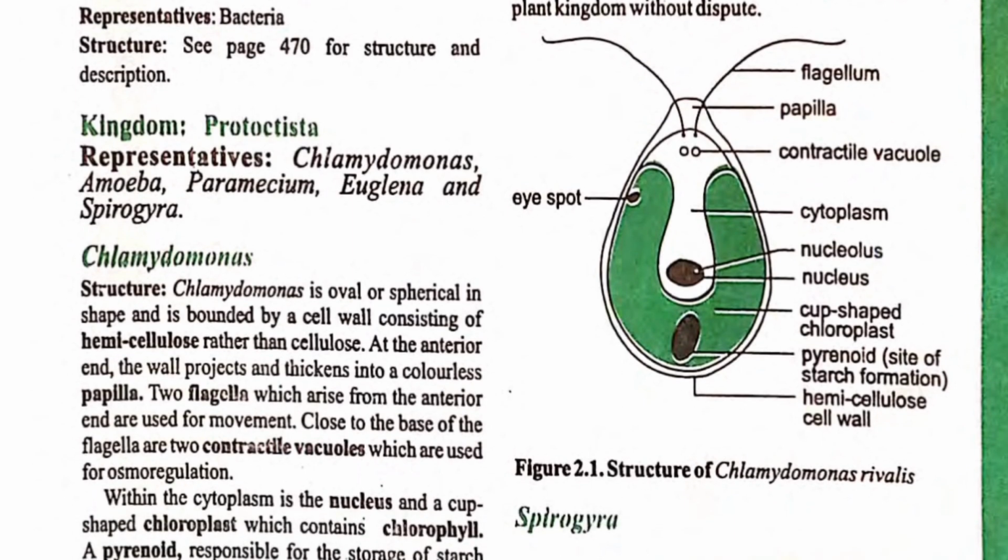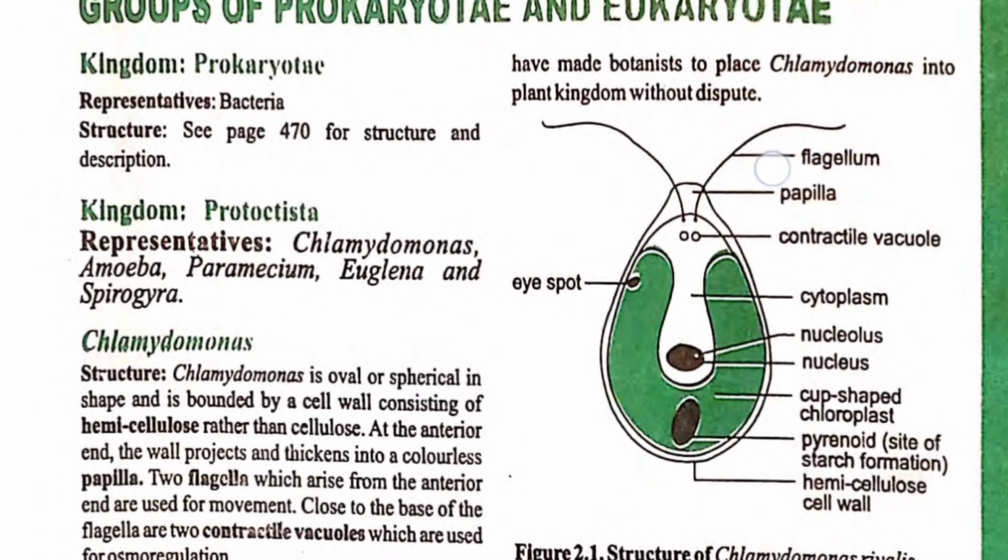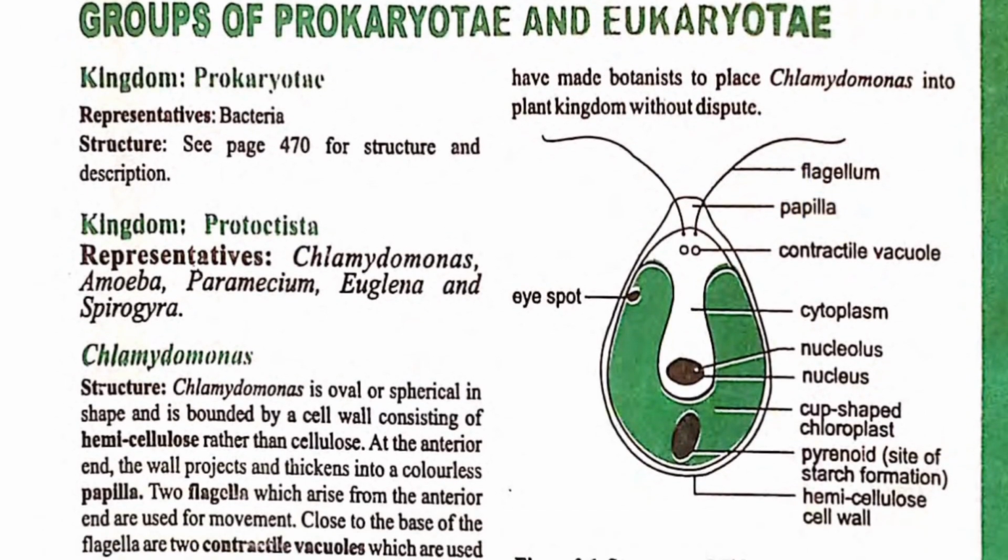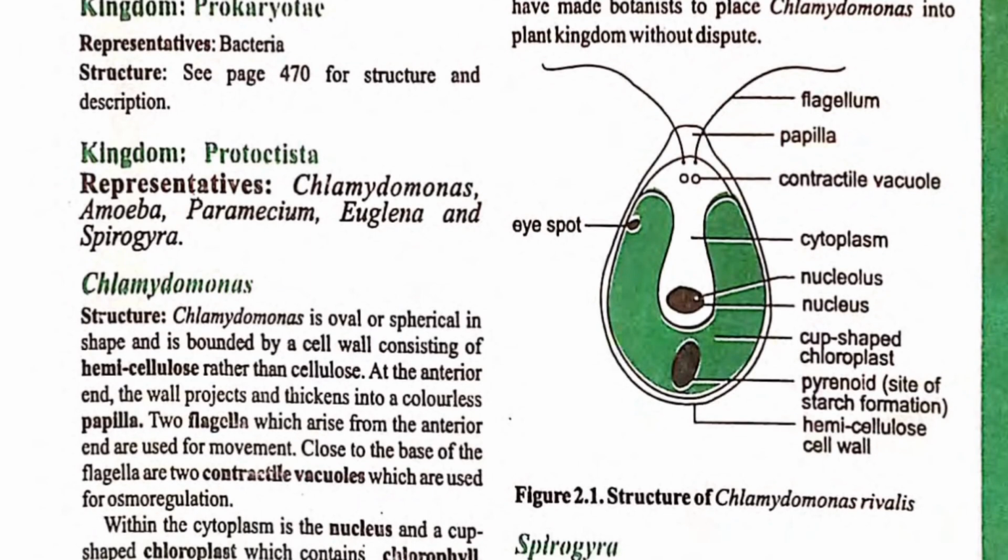It says at the anterior end, the wall projects and thickens into a colorless papilla. You can see the papilla here. Two flagella which arise from the anterior end are used for movement. A single one is called a flagellum, and the two are called flagella. So two flagella arise from the anterior end, that's from the end of the head.